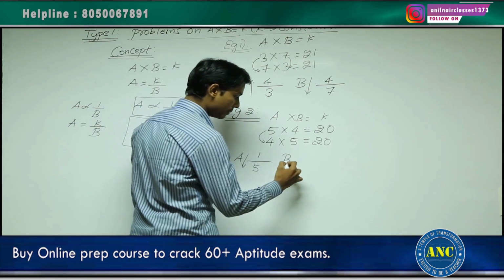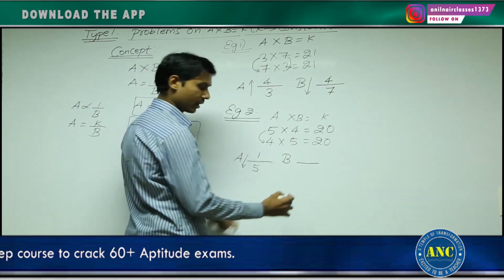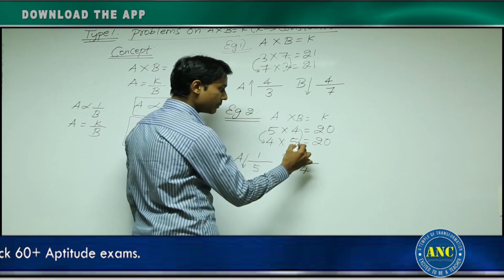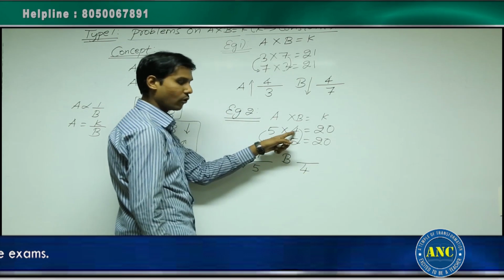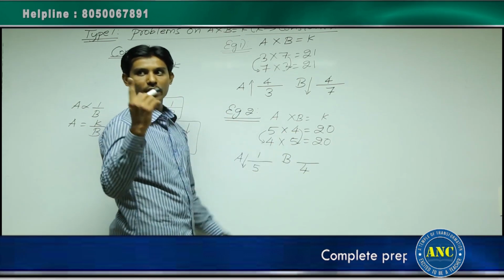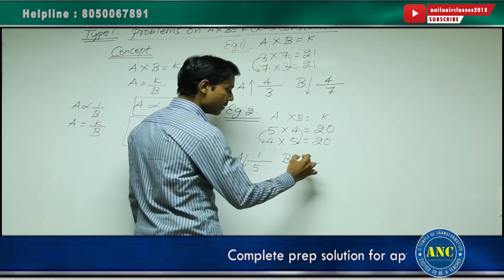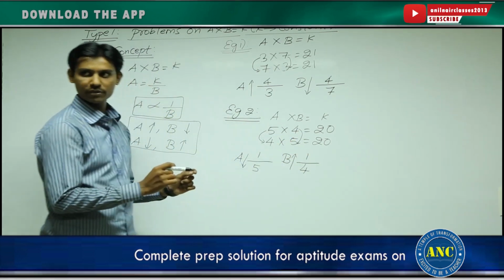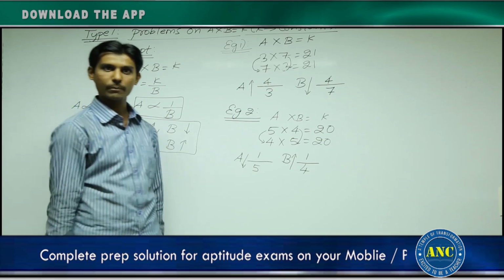If I talk in terms of B, initially the B value was 4. Write down in the denominator. 4 is becoming 5. That means from 4, there is an increase of how much? 1. From 4, there is an increase of 1. B increases by 1 by 4. Clear with these two examples? Any doubt in these two examples?